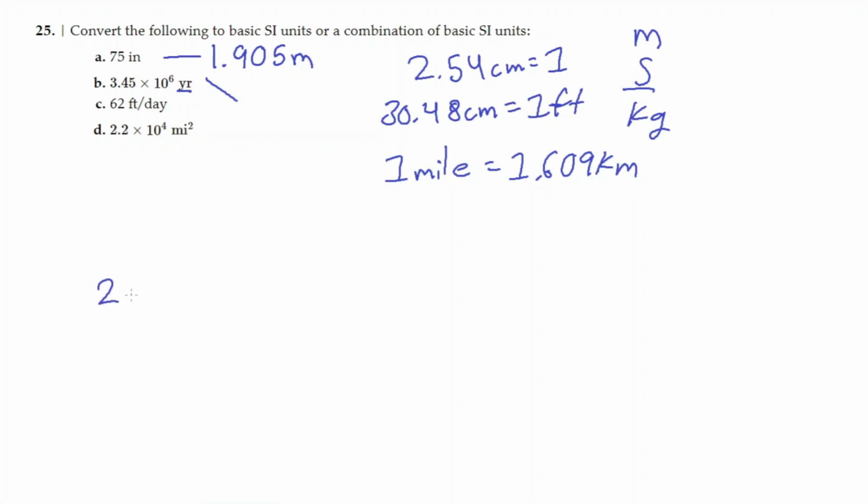Alright, so with D we have 2.2 times 10 to the 4 power miles squared. So we can actually write it out. So that would be about 22,000 miles squared. So now we want to first convert it into kilometers.